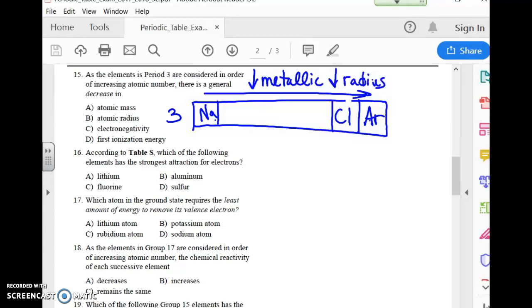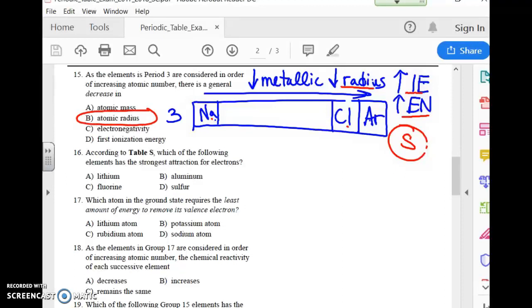And we also know that as this happens, you have an increase in both the ionization energy and in the electronegativity. If you forget any of these things, the trend in radius, ionization energy, or electronegativity, if you go to table S, you can simply compare these values and you can reconstruct the trend for yourself. So there is a decrease, as I said, in atomic radius. Mass goes up, electronegativity goes up, ionization energy goes up.